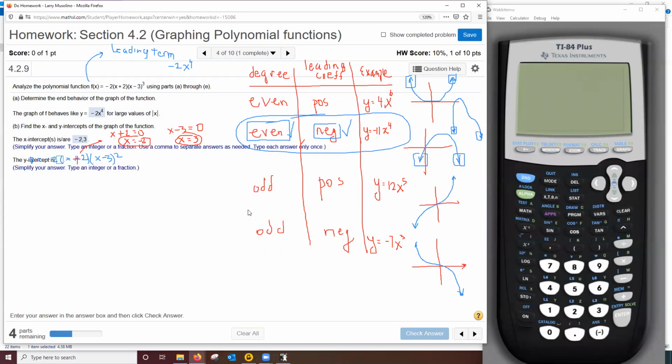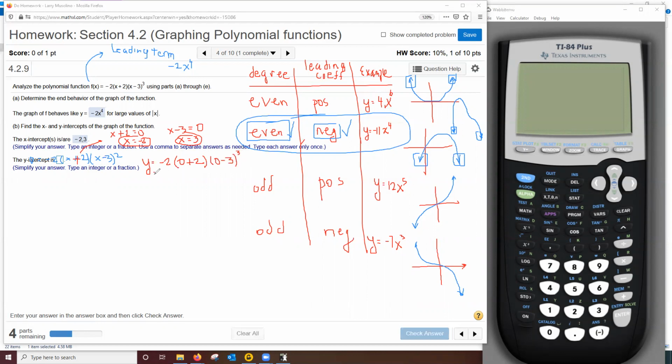All right, now it wants to know what's the y-intercept. Well, for the y-intercept, I let x equal 0. Remember, you always let the other letter equal 0. So I'm going to let x equal 0 in that original function. That's going to be negative 2 times 0 plus 2, and then 0 subtract 3 to the third.